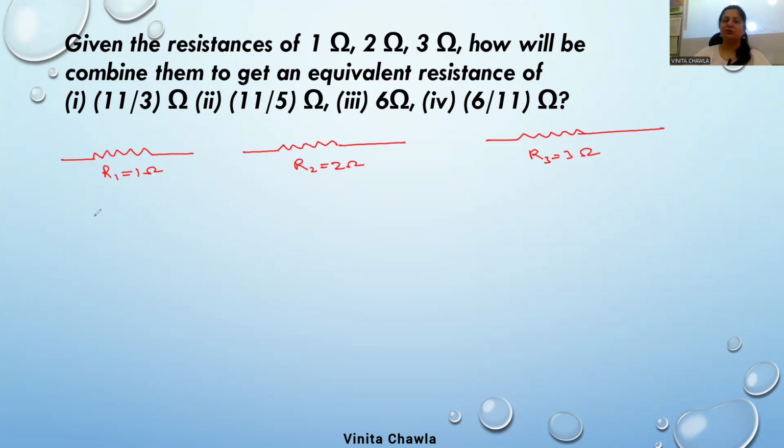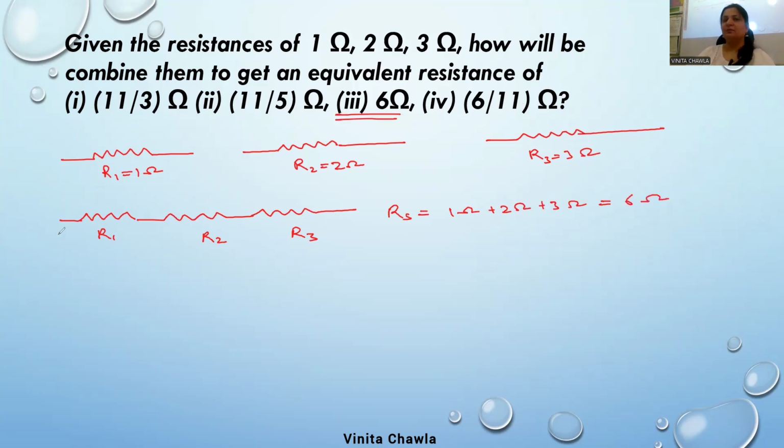6 will be when they are in series. So one way is that we will simply place these resistors in series. When we place these resistors in series, we get the effective resistance RS as R1, R2, R3, which is 1 ohm plus 2 ohm plus 3 ohm. It is 6 ohm. So when all the resistors are connected in series, we get 6 ohm. That's the third part done.